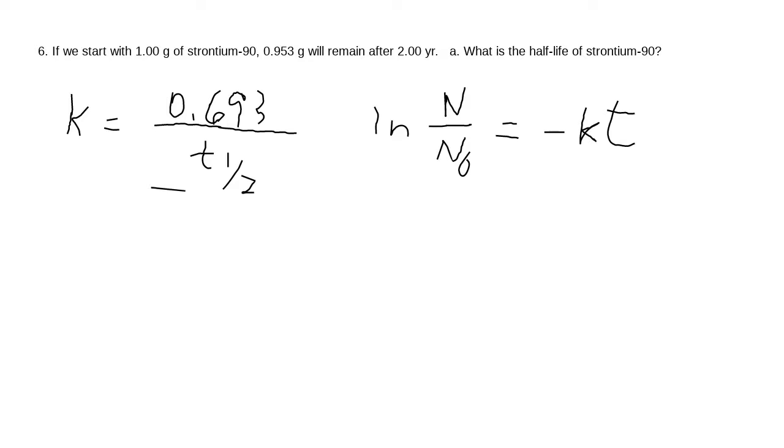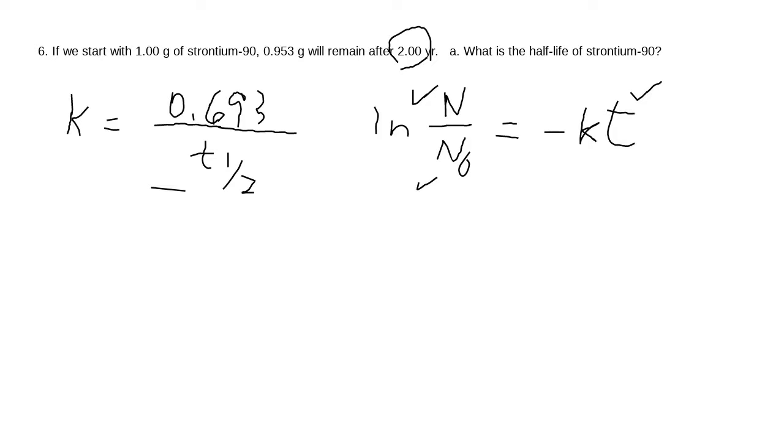So now I'm going to see what the problem gives me. The problem gives me the original amount of strontium, so the problem gives me N naught. The problem also gives me N, 0.953 grams will remain after 2 years. So I also have t. So if I have N naught and t, then I should be able to find k. So let me go and set this up like this.